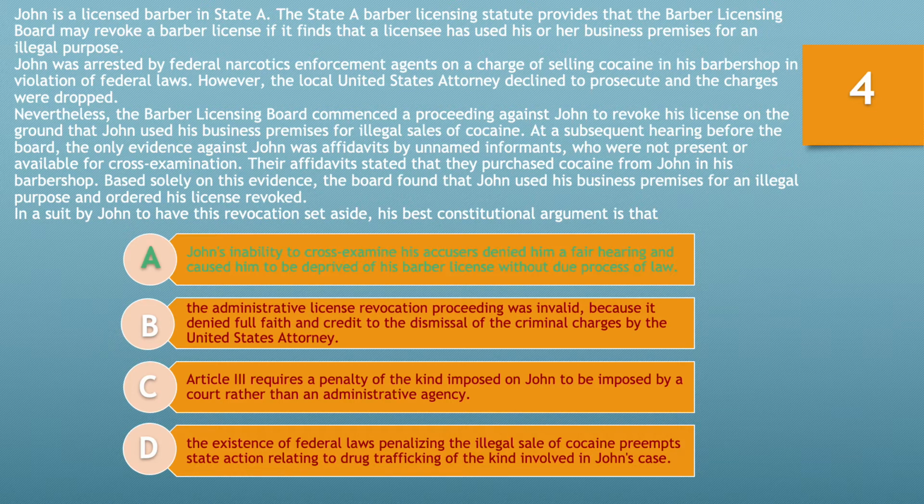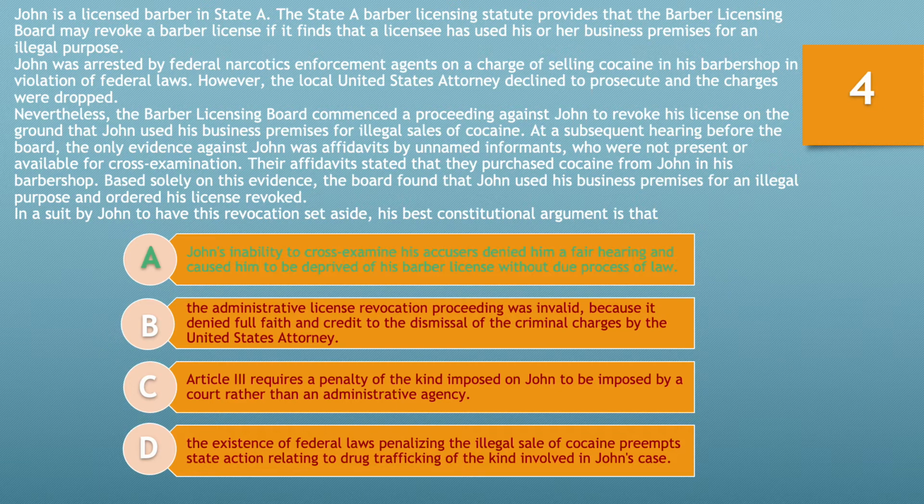So let's look at options B through C and see why they're incorrect. B, the administrative license revocation proceeding was invalid because it denied full faith and credit to the dismissal of the criminal charges by the United States Attorney. That is a very poor argument. Ultimately, the criminal charges and any state claims are separate and apart and not reliant upon one another. So B would not be an appropriate answer because it's simply untrue.